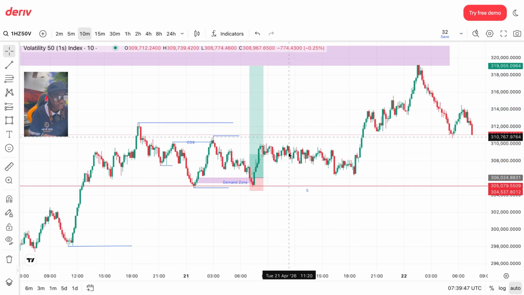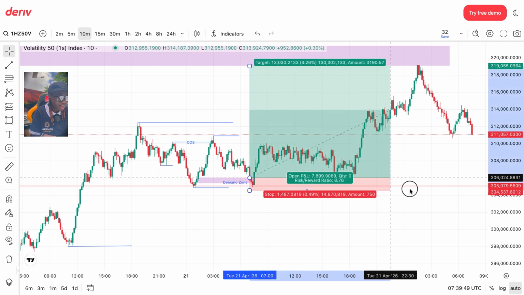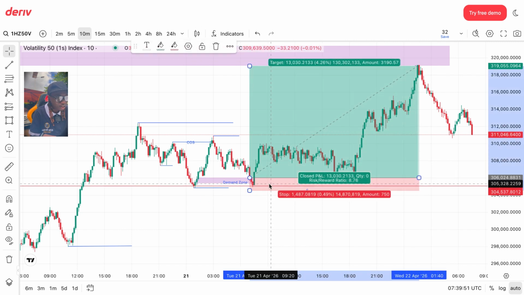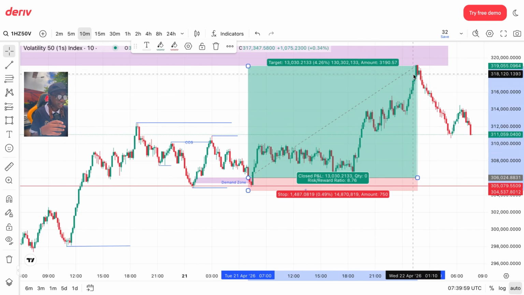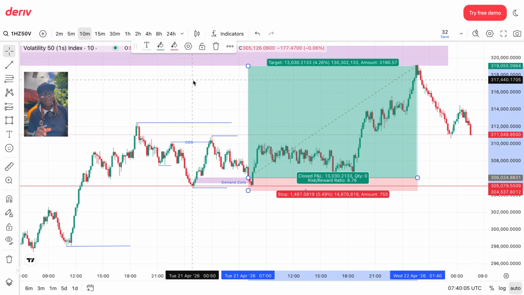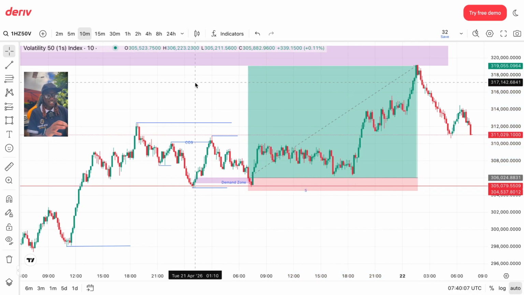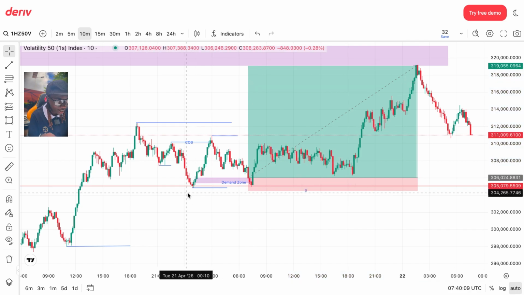supply zone. You remember the supply zone we had marked, and price consolidated finally at night. And I guess at night we had some perfect momentum, and by the time I was waking up, we had already hit take profit. So that is how I was able to find this setup step by step.